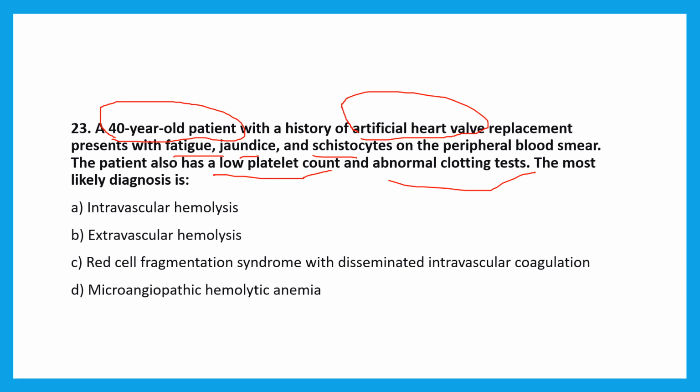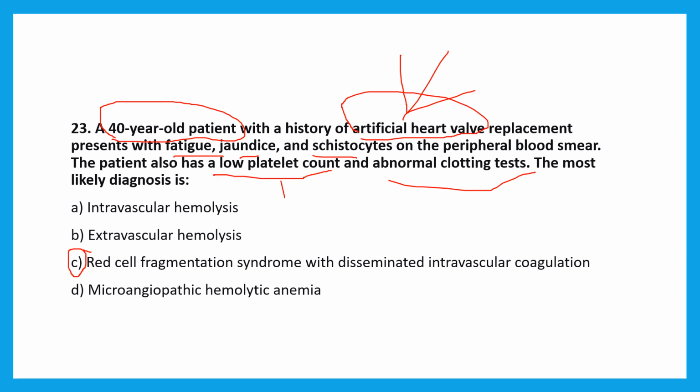First of all, the prosthetic valves, right? The artificial heart valve causes red cell fragmentation, it causes red cell fragmentation syndrome. The concomitant thrombocytopenia, the low platelet count, and abnormal clotting tests that we are seeing here suggest that this has triggered or is associated with disseminated intravascular coagulation, which is actually a serious complication. And therefore, we have no doubt that choice C is the best compared to the other choices.